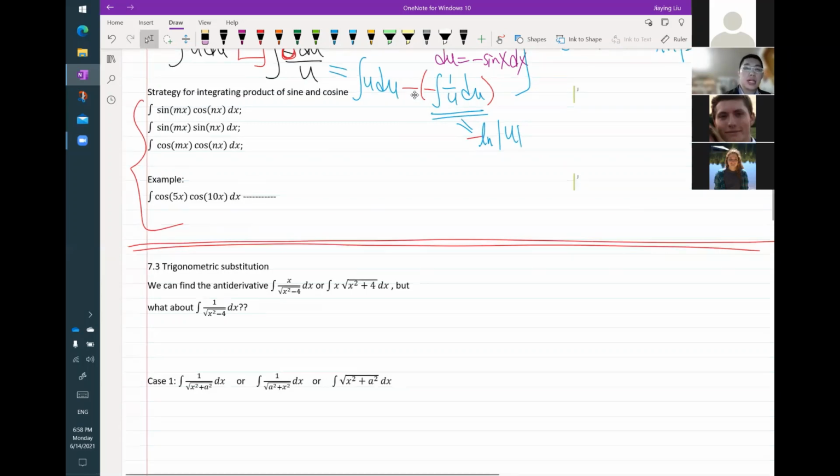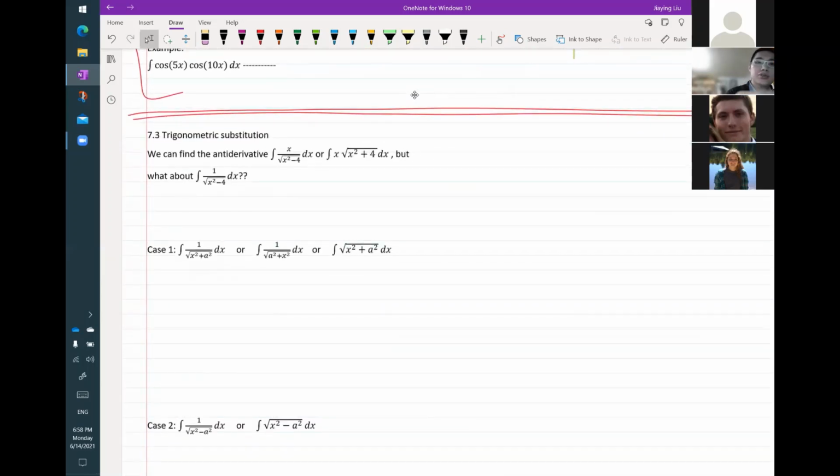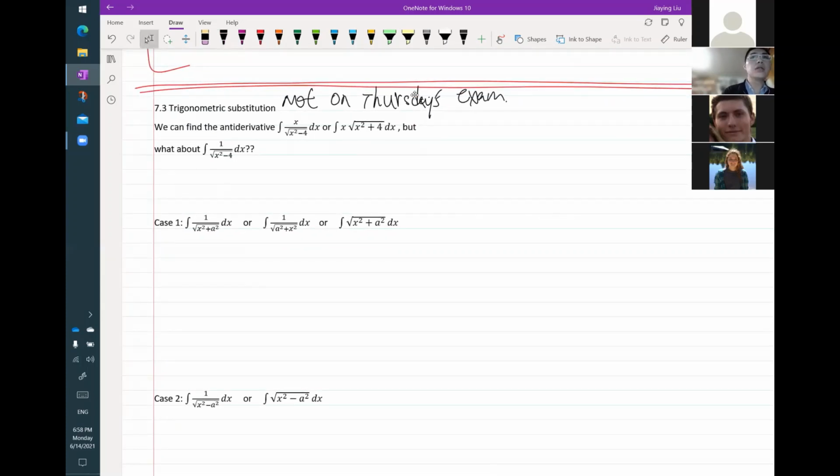I'm going to start the next section, 7.3. Like I said, this will not be on this quiz, not on Thursday's quiz. Oh, sorry, Thursday's exam. But it is important for you to know it will be on the next assessment. So today we're going to focus on examples that specifically have a square root, and in the square root we get x squared and a squared, the special cases. We're going to talk about how to integrate them.